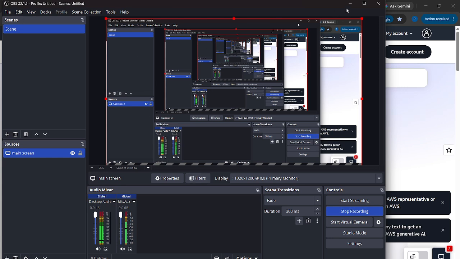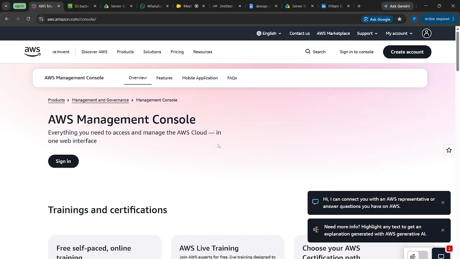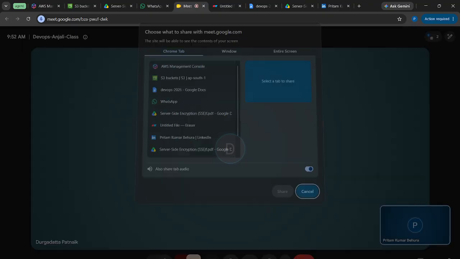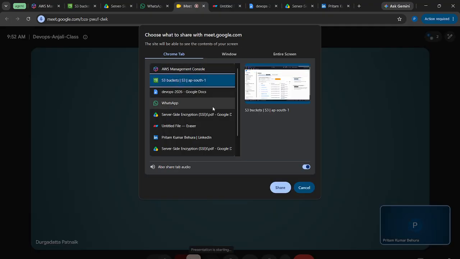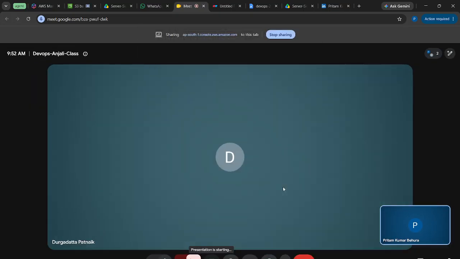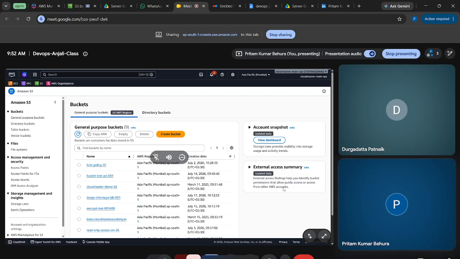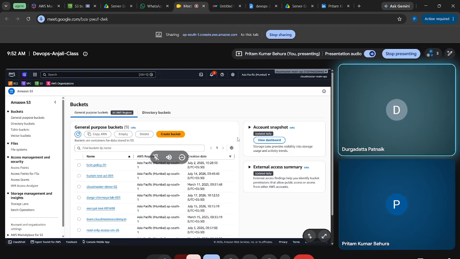Okay, recording has started. Let's go to our main screen. Let me share my screen, confirm with me once you are able to see it. Not visible, sir. Okay, is it visible now? Ah, it's visible. Right.